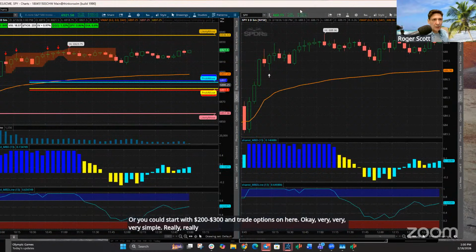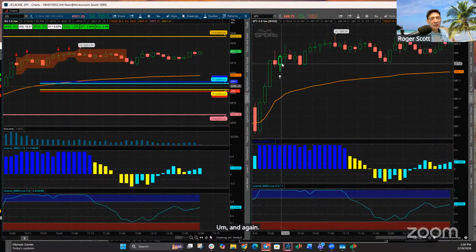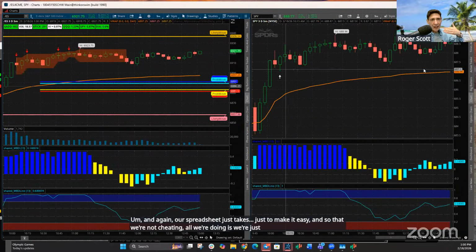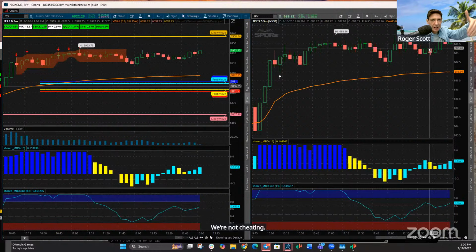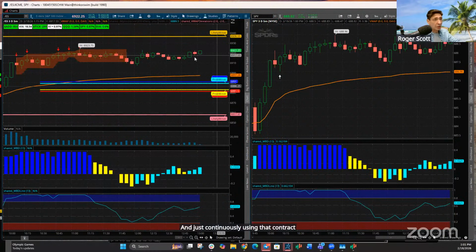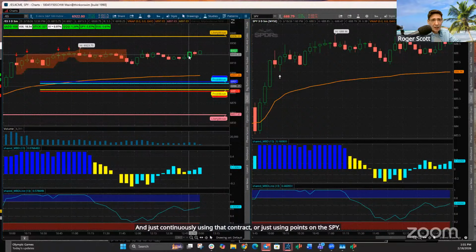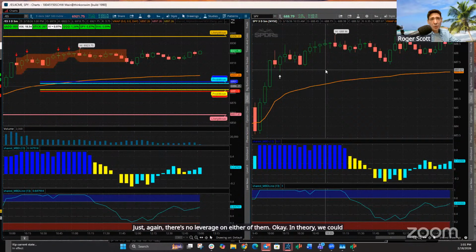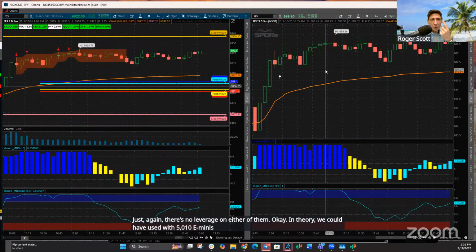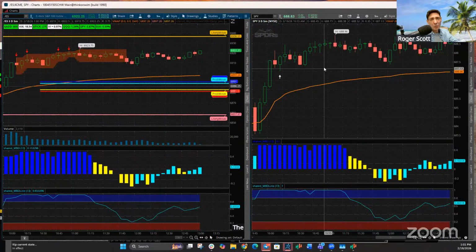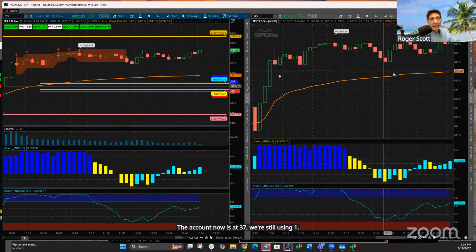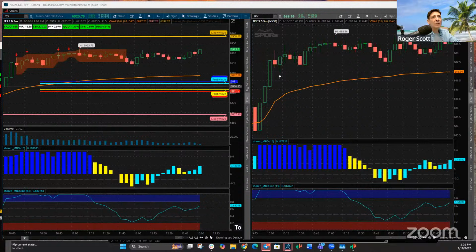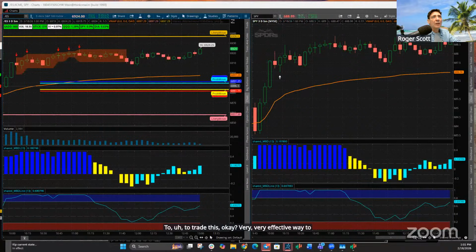And again, our spreadsheet, just to make it easy and so that we're not cheating, all we're doing is taking one contract and continuously using that contract, or just using points on the SPY. There's no leverage on either of them. In theory, we could have started with 10 E-minis to begin with. We used one. The account now is at 37, and we're still using one. That just gives us an effective way to trade this.